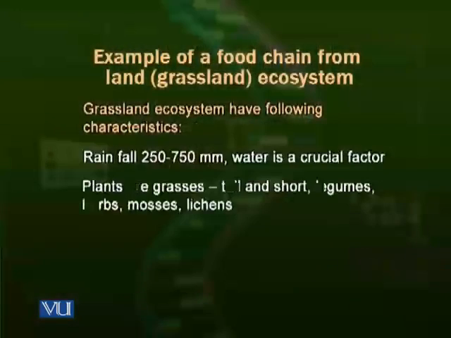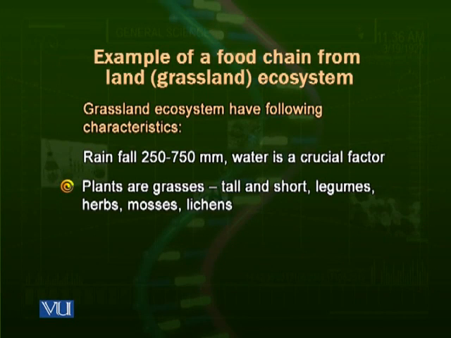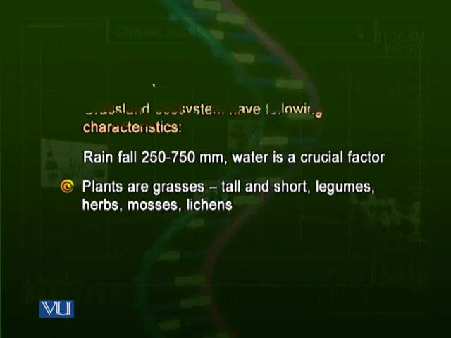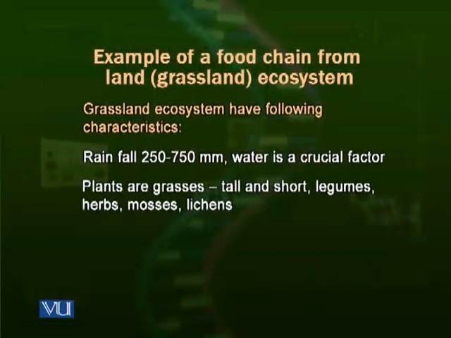Plants which can flourish in the grasslands are the tall and short grasses. We can say plants from the grass family, tall grasses, short grasses. Then legumes, the plants which have pods. And the legumes, the leguminous plants, they grow well in these areas. The herbs, small plants, the mosses and lichens. These are the common inhabitants of a grassland ecosystem.